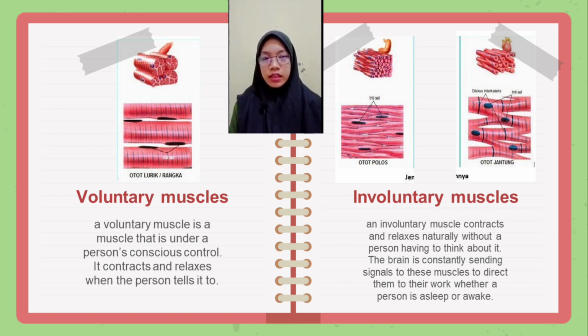And the second is involuntary muscle. An involuntary muscle contracts and relaxes naturally without a person having to think about it. The brain is constantly sending signals to these muscles to direct them to their work, whether a person is asleep or awake.